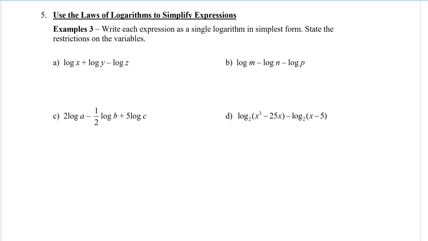So this first one here, we have 3 logs, and they all have one variable each, and we're adding and subtracting. So when we add, remember that the values are being multiplied. So we can rewrite this as log x times y. And then because this is minus log z, the minus means that we are dividing the value. So the z will go in the denominator. Recall that the values that we log, x, y, and z, all have to be greater than 0.